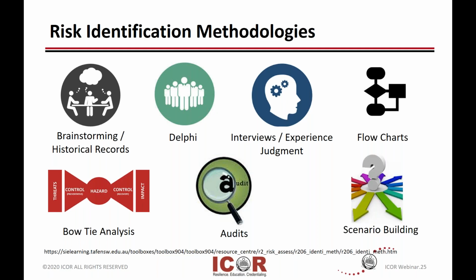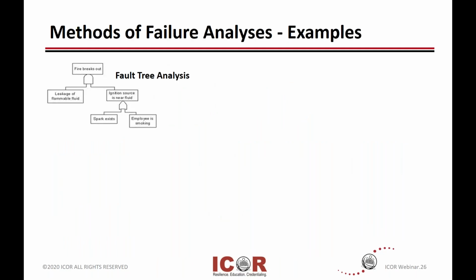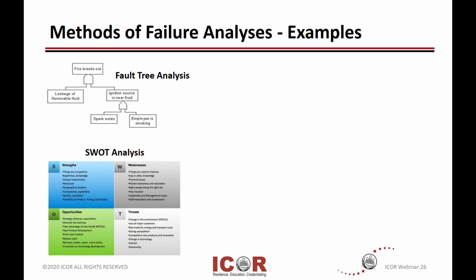And then a really simple one is just looking at different scenarios. What are we going to do for pandemics? What are we going to do if we have a fire, or whatever the usual types of scenarios might be. In addition, there are a lot of different types of failure analysis. There's the fault tree analysis, where you talk about what the incident is, and then what are the things that could cause that. I'm sure you're familiar with the SWOT, which is used for a lot of different purposes.